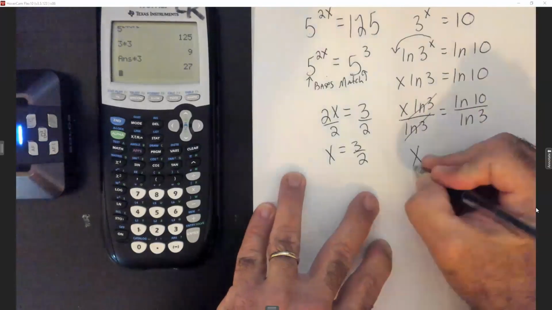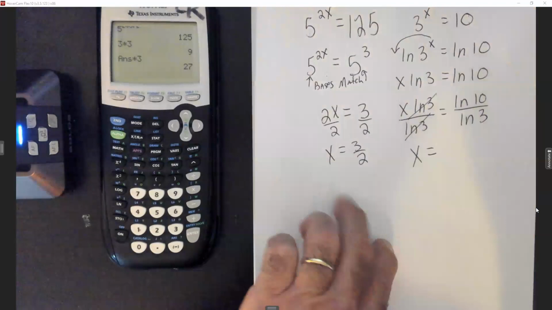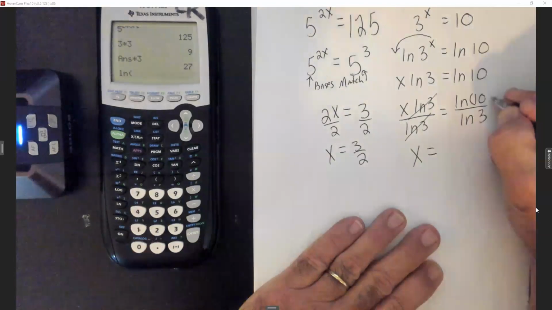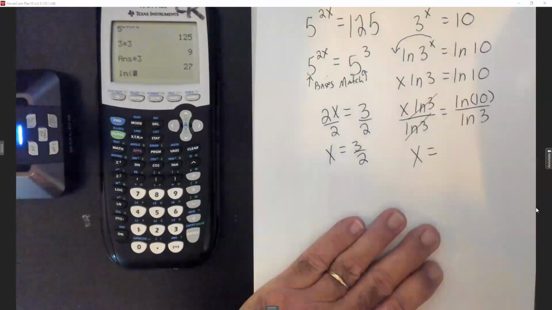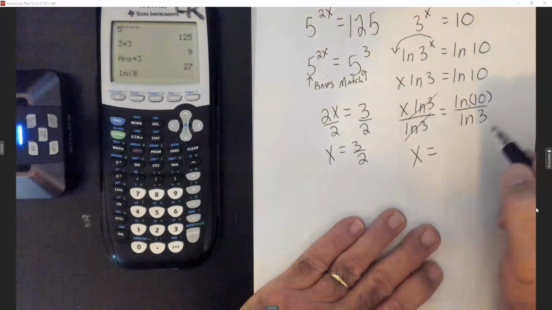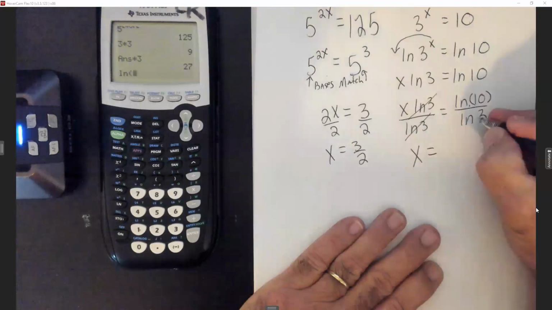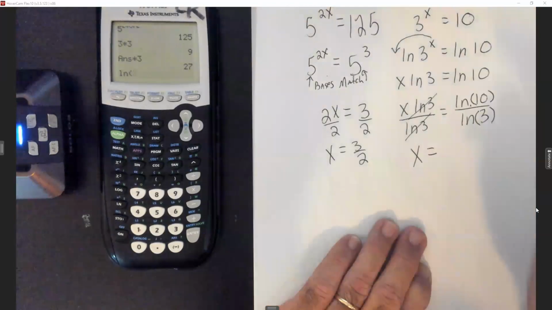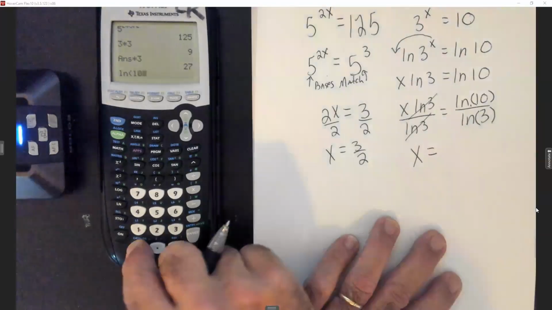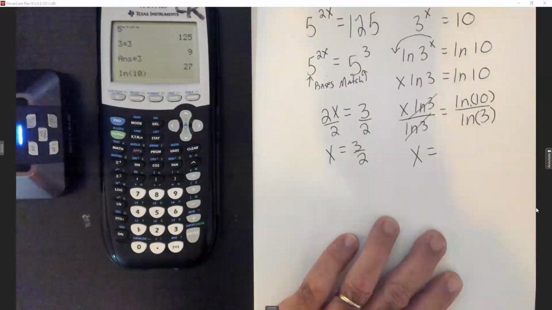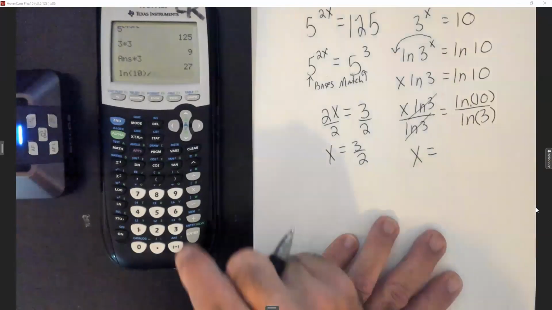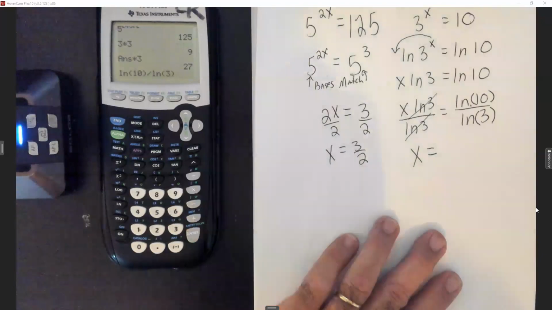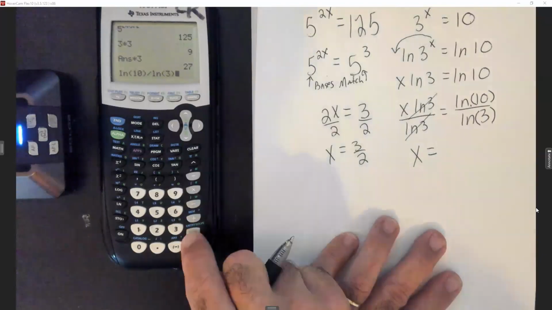Now, here's the trick on this one. Notice, when you punch an ln, it gives you a parenthesis. So you got to put in the ln of 10, close parentheses, then hit the divide, then punch in the ln. It'll give you a parenthesis. Close that parenthesis. If you do not close these parentheses around these numbers, like I just did that 10, you'll get the wrong answer. And then that was ln of 3. Close those parentheses, okay?